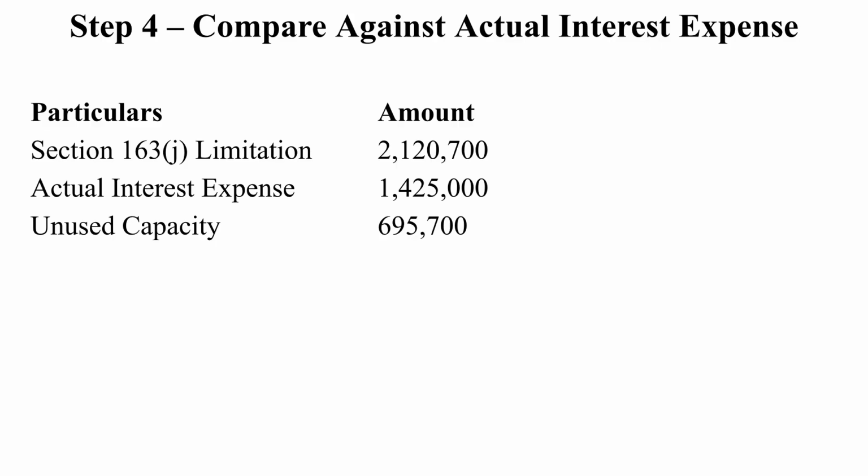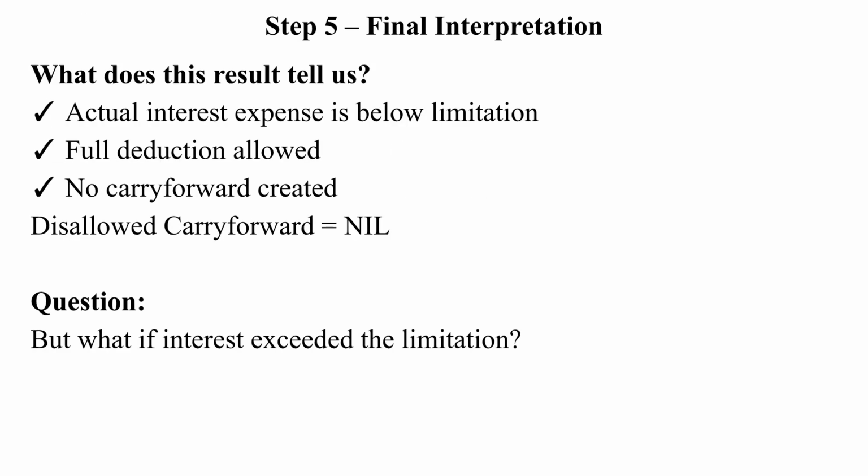Now let's compare. Our limitation equals $2.120 million. Actual interest expense equals $1.425 million. Since expense is below the limitation, the company still has unused capacity available. So what does this result tell us? The company deducts the full interest expense, no disallowance, no carry forward.